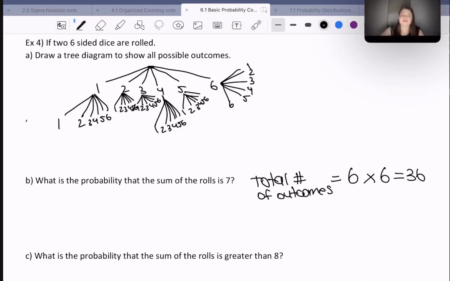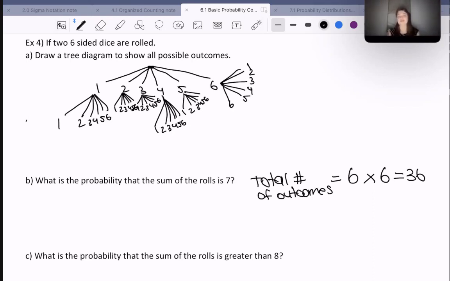That was actually taught in the very first lesson of the last unit of unit 2. So if that is confusing, definitely go watch that one, and it will help you understand why the total number of outcomes here must be 36. And now we want to know what is the probability that the sum of the rolls is 7.